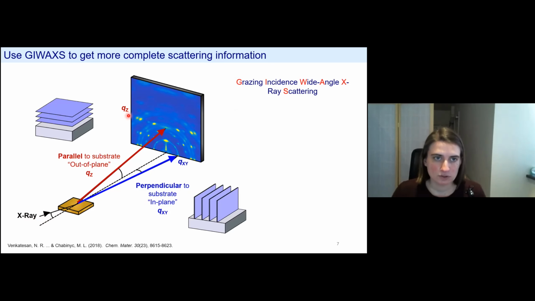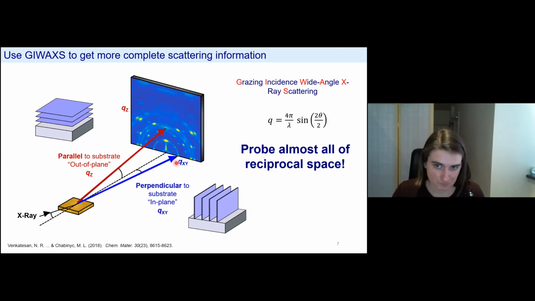Now, these Qs that I'm talking about are the GIWAXS equivalent of 2 theta. So you can convert 2 theta from your lab X-ray experiment to Q. Here, obviously, we have a different geometry. We're not actually measuring 2 theta. But if you're wondering what Q is, that's what it means. This is really powerful, as I was saying, because we can probe almost all of reciprocal space. But notice that I keep cautiously saying almost all, not all.